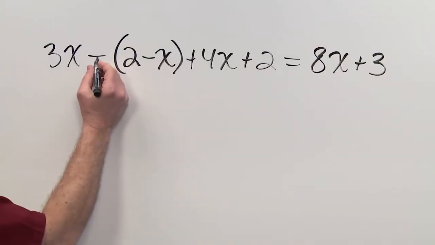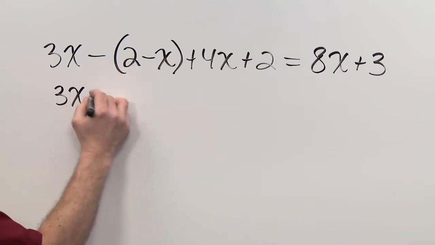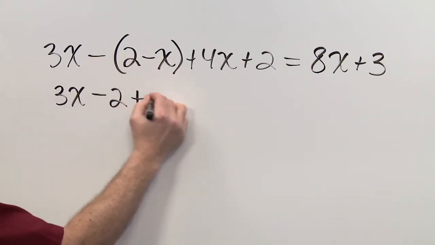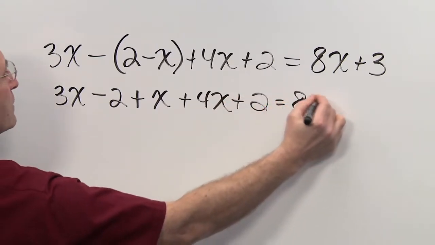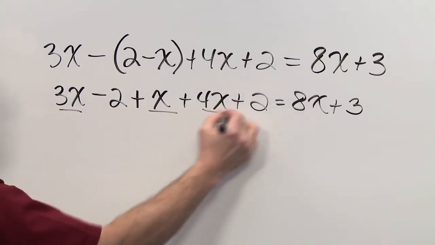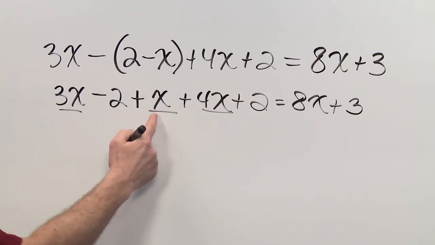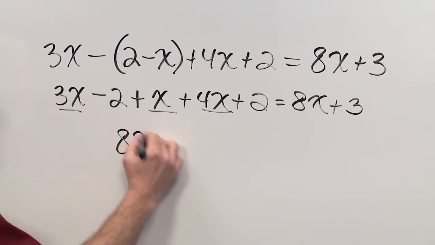We begin by distributing the negative 1 into the parentheses. So we have 3x minus 2 plus x plus 4x plus 2 equals 8x plus 3. On the left-hand side, we combine the x's. 3x plus x is 4x, 4x plus 4x is 8x.